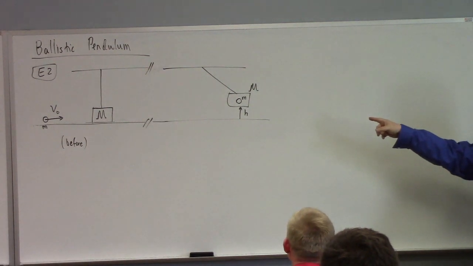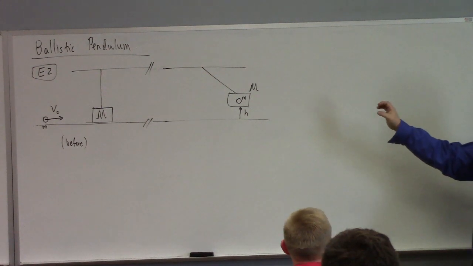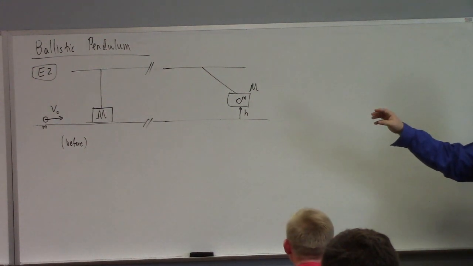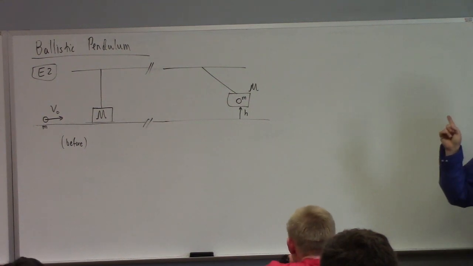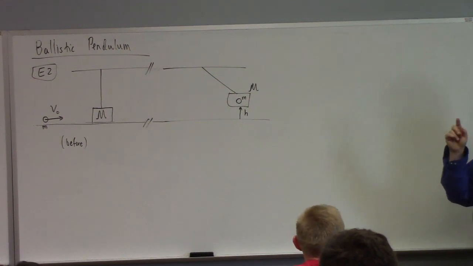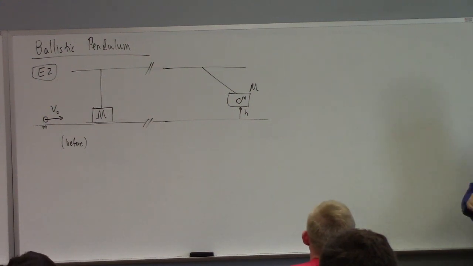What height does the mass swing up to, given that the other mass embeds in it after it's shot? There are other versions of this problem where the bullet goes through and the velocity is reduced on the bullet. You're given the velocity before and after. That's another version of this problem, but let's start with this one.